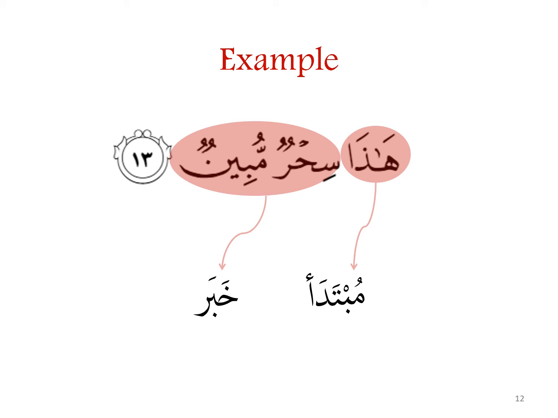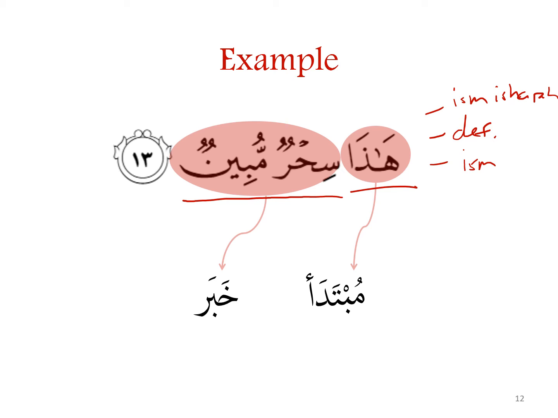And here we have another example with a mubtada, hadha. So what can we say about hadha? It's an ism ishara, meaning that it's definite or ma'rifah. It's an ism, so it's the mubtada. Sihrun mubinun, this is a phrase. And you're not going to separate the two units within this phrase.